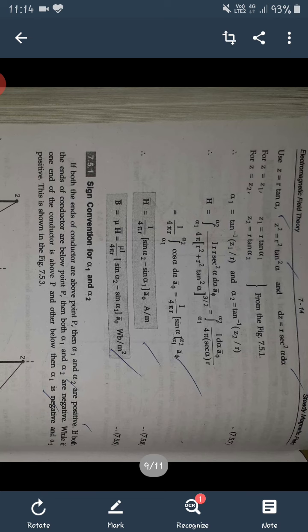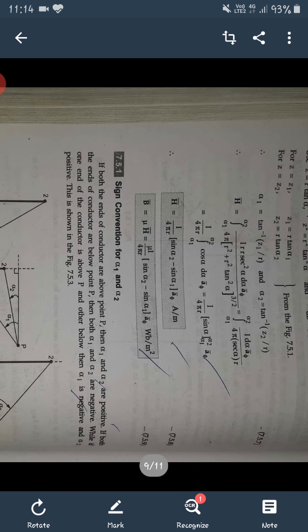So therefore H equals the integral from alpha1 to alpha2 of I r sec square alpha d alpha a phi by 4 pi into r square plus r square tan square alpha to the power 3 by 2. After simplification you will get H equals I by 4 pi r into sin alpha2 minus sin alpha1 a phi cap. Then you can get B.